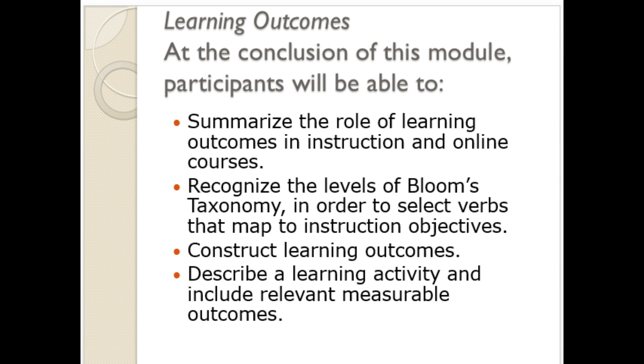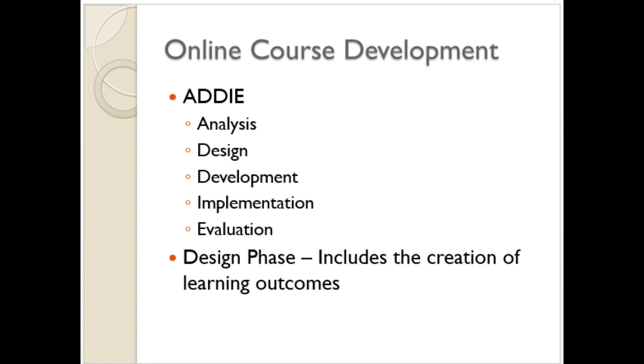So basically, designing an online course requires alignment of assignments, activities, and assessment with measurable learning outcomes. Today, we're going to really learn how to write measurable learning outcomes using Bloom's taxonomy and how to align those learning outcomes with online course activities and assignments.